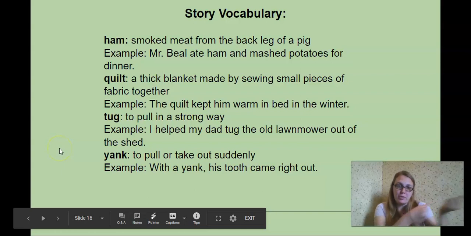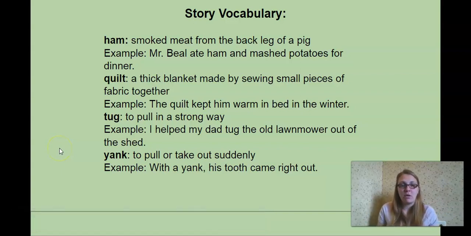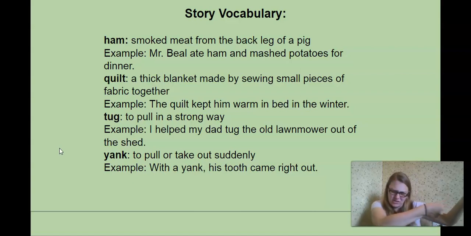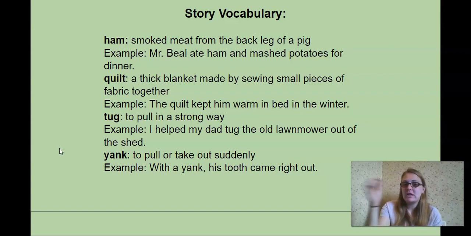Tug is to pull in a strong way. I helped my dad tug the old lawnmower out of the shed. And then the last one, so tug is like really pulling. Yank, pull it out quickly. To pull or take out suddenly, like yank, or the yank, his tooth came right out.